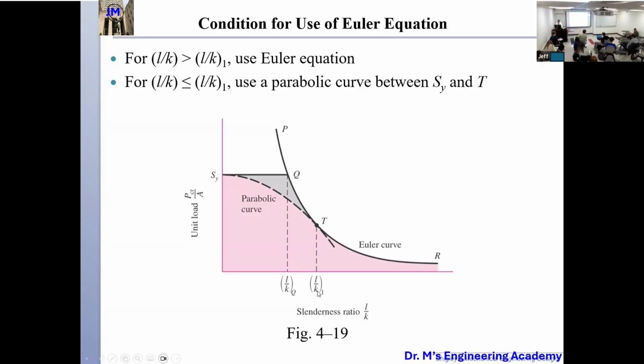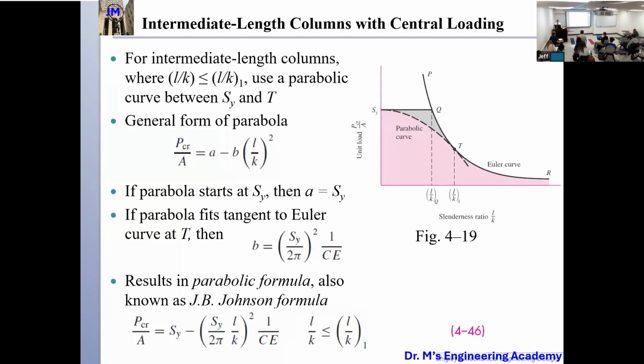Now, how do we calculate this critical L over K? We use this equation, with the Young's modulus, the strength of your material, and the end-condition constant C. For an intermediate length column with central loading, the actual slenderness ratio is smaller than the critical L over K, and then we use the parabolic curve here, between S_y and the Euler curve. So this is the general formula of the parabola.